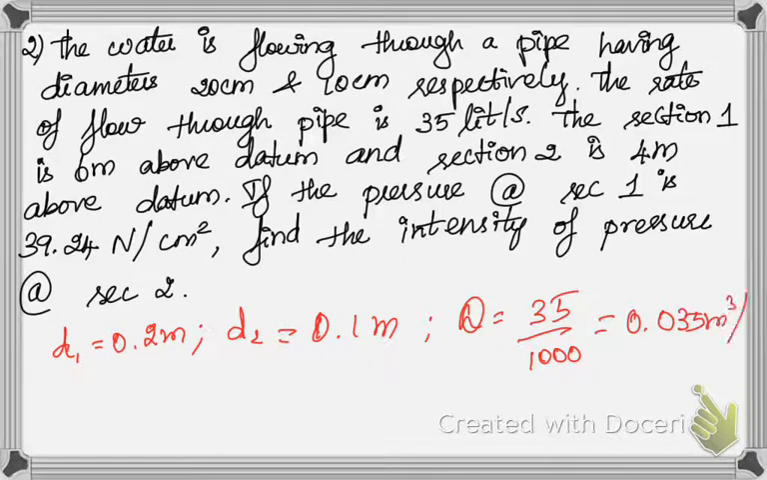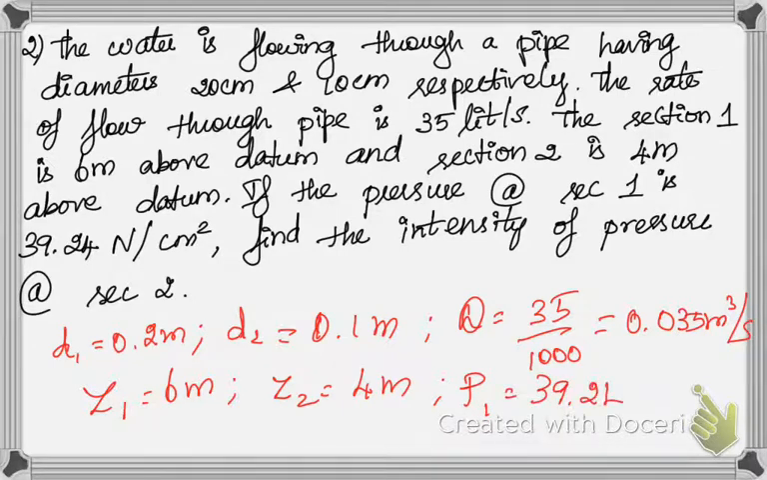meter cube per second. Then they have given that section 1 is 6 meter above the datum, which means Z1 is equal to 6 meter, and similarly at section 2 it is 4 meter, so Z2 is equal to 4 meter, and they have given that the pressure at section 1 is equal to 39.24 Newton per centimeter square.